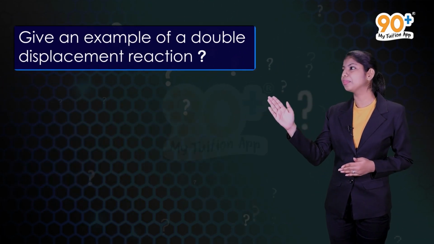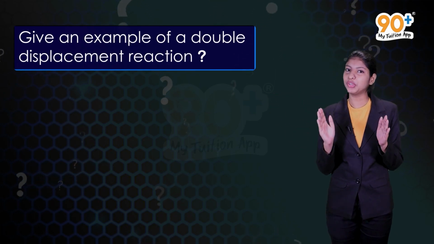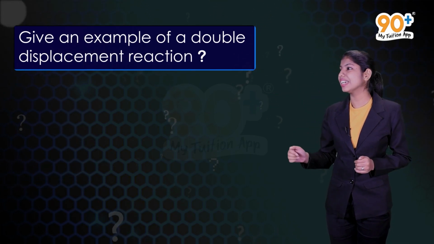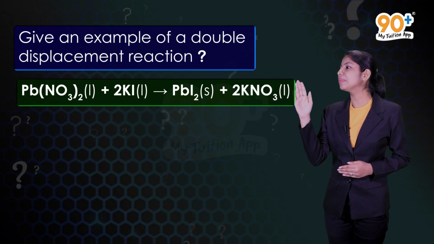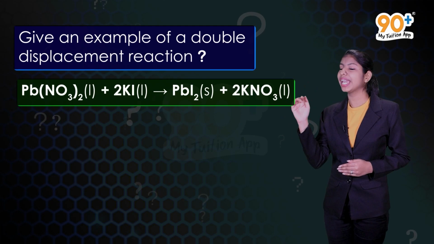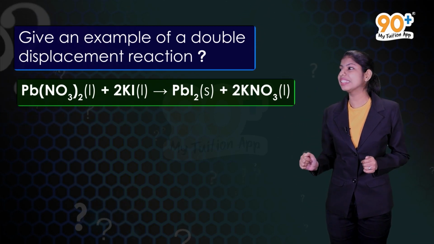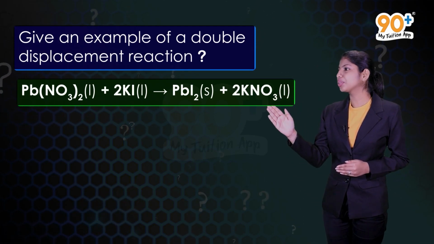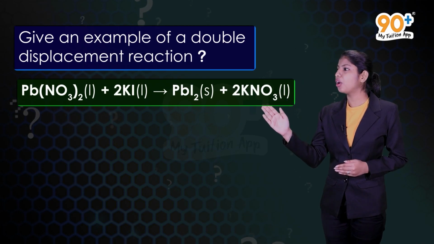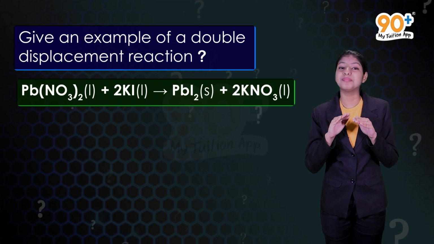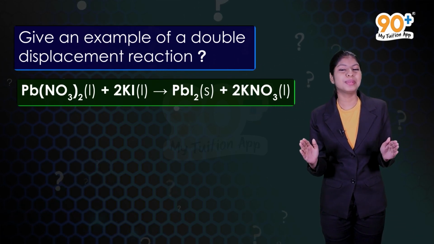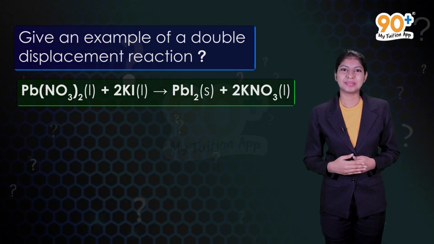The next question is, give an example of a double displacement reaction. So we can write it as Pb(NO3)2 plus 2KI gives PbI2 plus 2KNO3. Here we can see lead nitrate reacts with potassium iodide to form lead iodide and potassium nitrate. This is the best example of a double displacement reaction.